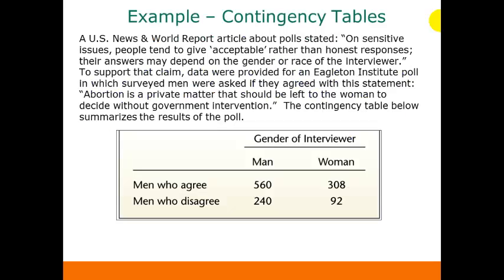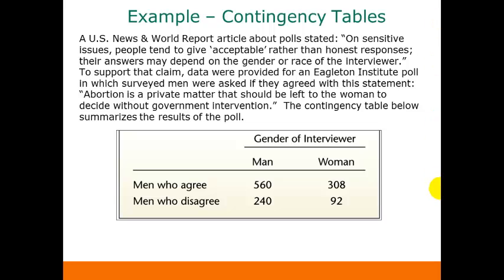Here's an example of a contingency table. A U.S. News and World Report article about polls stated, "On sensitive issues, people tend to give acceptable rather than honest responses. Their answers may depend on the gender or race of the interviewer." To support that claim, data were provided for an Eagleton Institute poll in which surveyed men were asked if they agreed with this statement: Abortion is a private matter that should be left to the woman to decide without government intervention. The contingency table below summarizes the results of the poll.